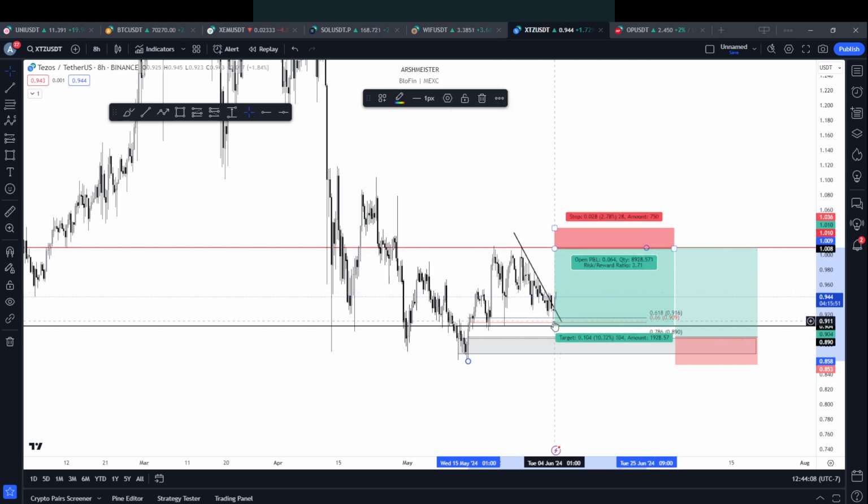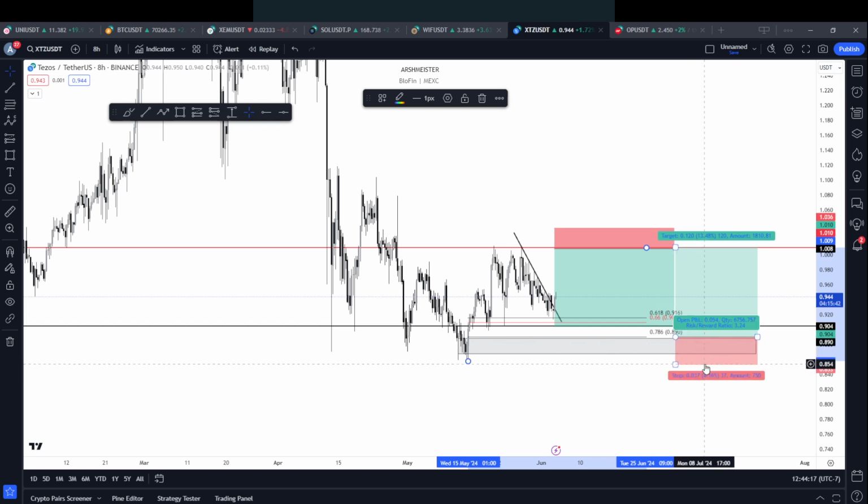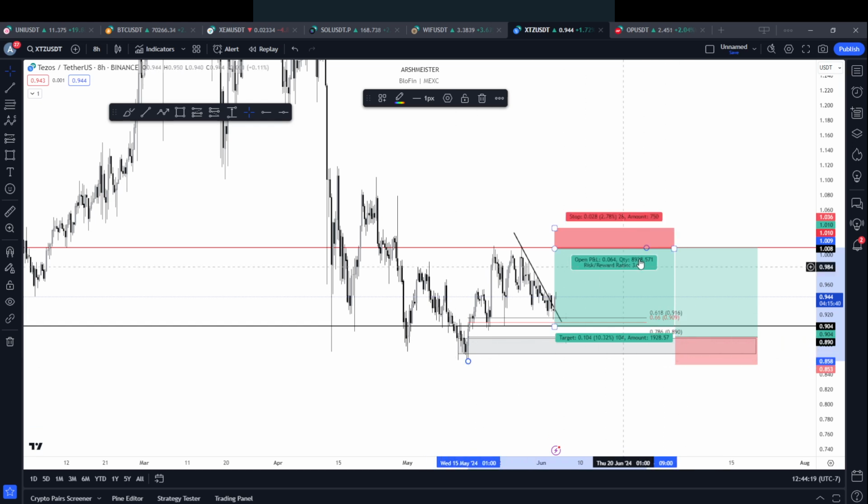Yeah, see there, from the lows to the highs, it bounced perfectly from the golden pocket. The 786 fib is still remaining here, and I think that's a great entry with stops below the lows, back to the highs.